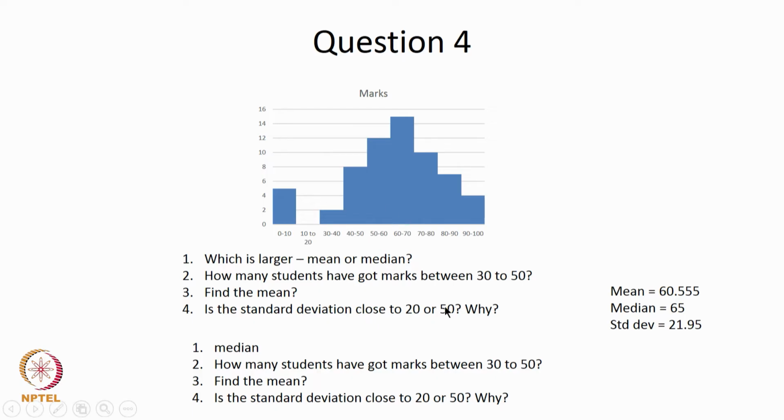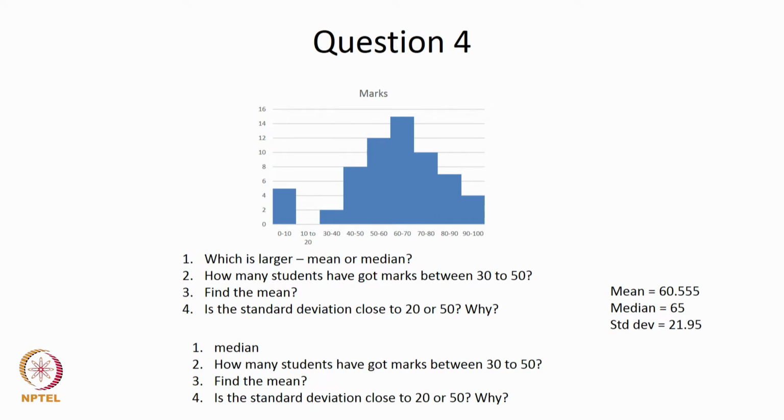Is the standard deviation close to 20 or is it close to 50? In this case, our answer shows that the standard deviation is 21.95, which is actually closer to 20 than it is to 50. One can also try to calculate the standard deviation indirectly. The direct standard deviation calculation would be the square root of sigma f d square by n, where f is the frequency and d is the deviation between the mean and the midpoint of the range. If we do so, we observe that the standard deviation in this case is actually closer to 20 than it is to 50.